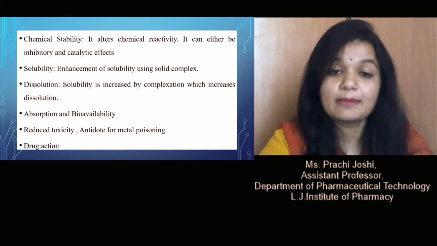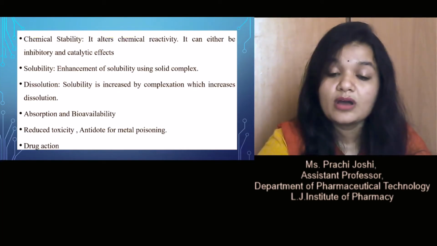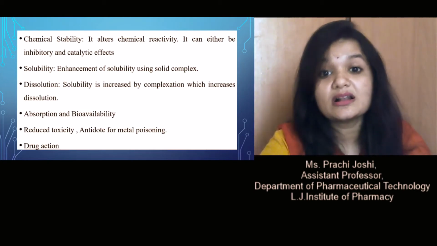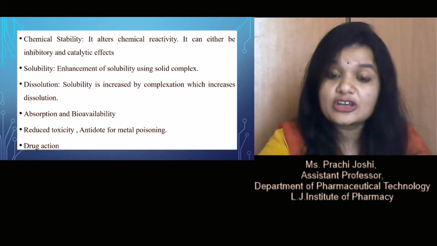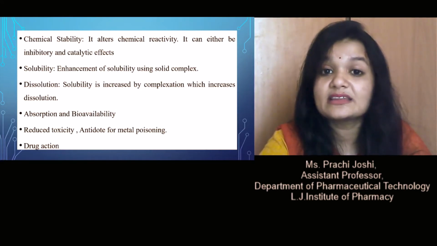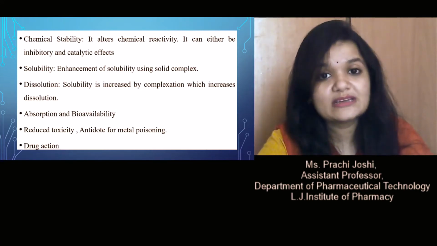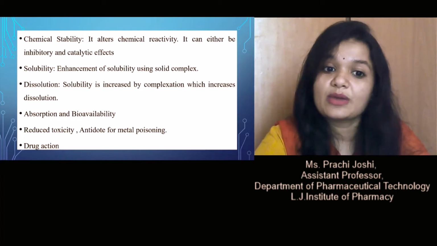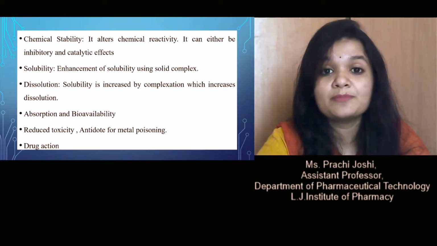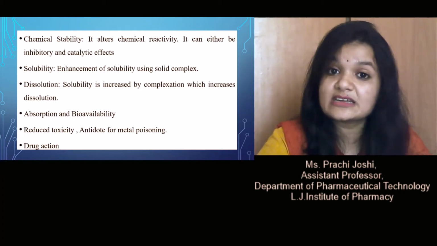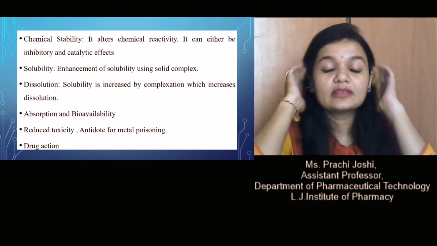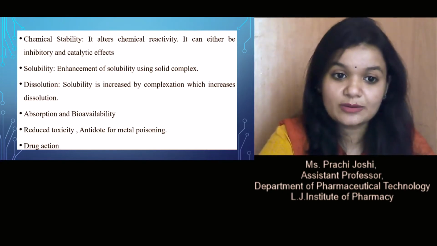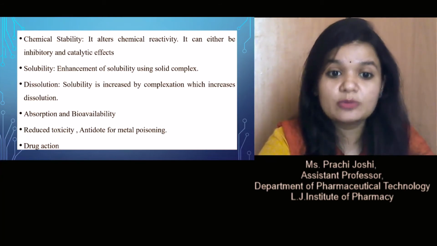Next one is chemical stability. Chemical stability can be altered via the complexation process. You can say there is an alteration in chemical reactivity. Either it can be inhibitory or it can be a catalytic effect. Inhibitory means the reaction can be slowed down, and catalytic means it can be increased, or you can say enhancement in the chemical reaction.